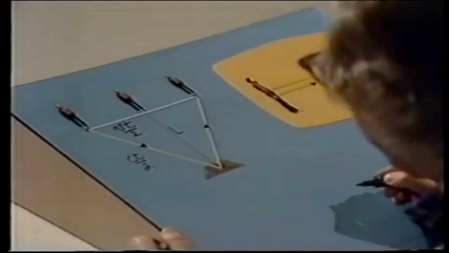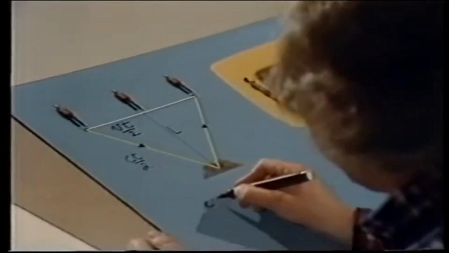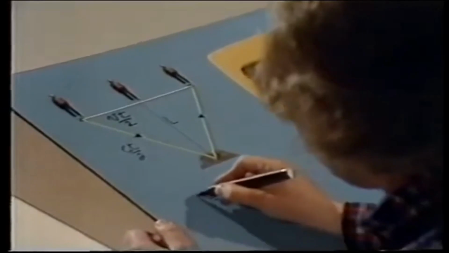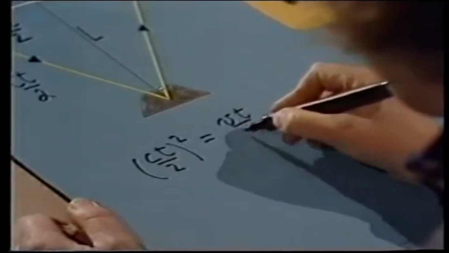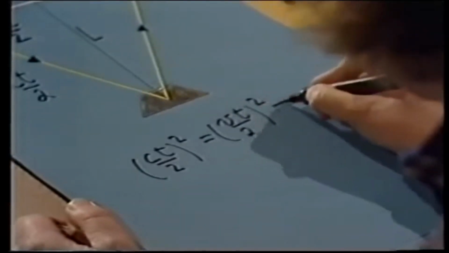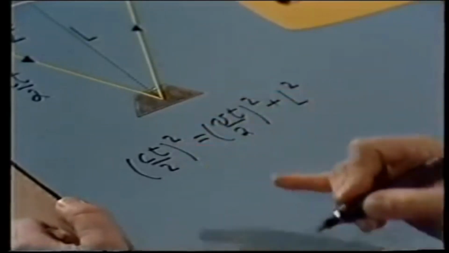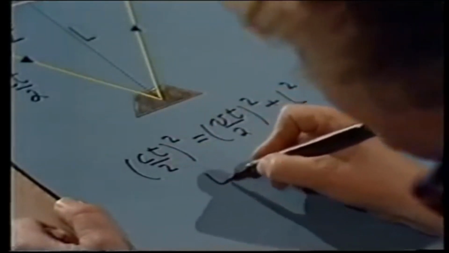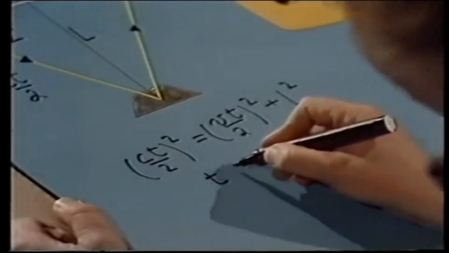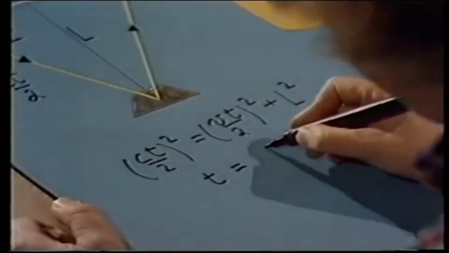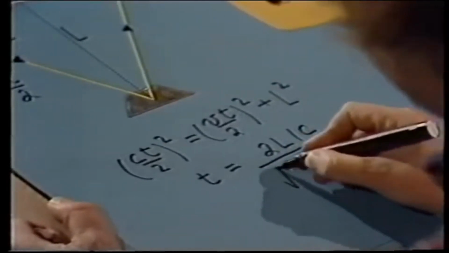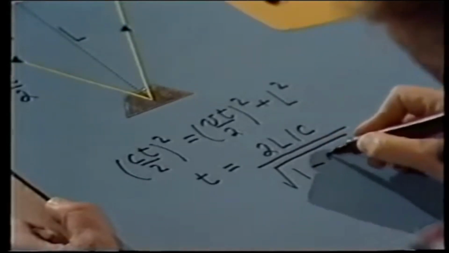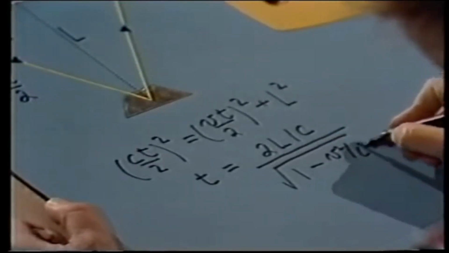So now we have a right-angled triangle. We can use Pythagoras, and I get ct over 2, the square on the hypotenuse, is equal to the sum of the squares on the other two sides. Now, what am I looking for? I'm looking for an expression involving t, so I can take t squared to the left. Well, I can take the square root and get t, and it simplifies quite nicely. I'll get 2L divided by c all over the square root of 1 minus v squared over c squared.